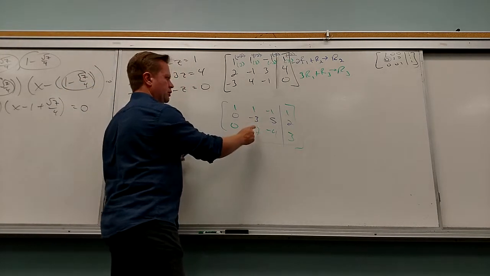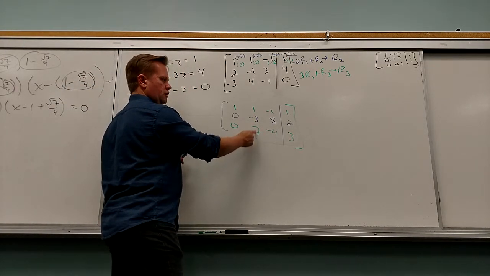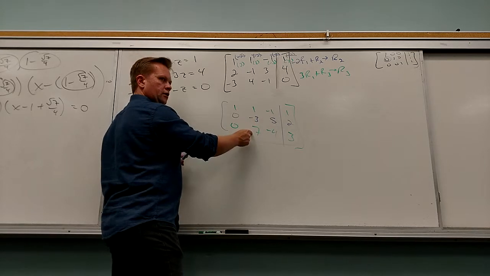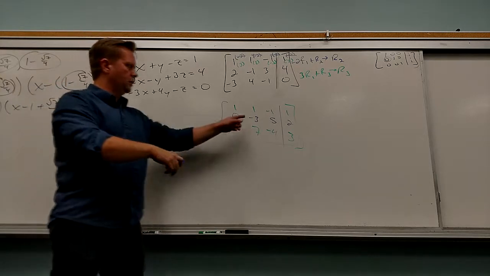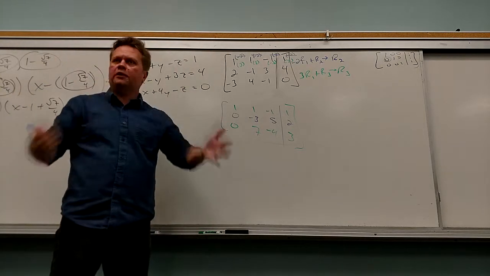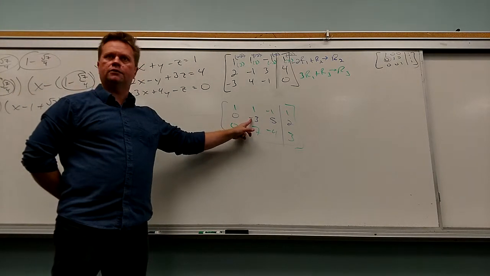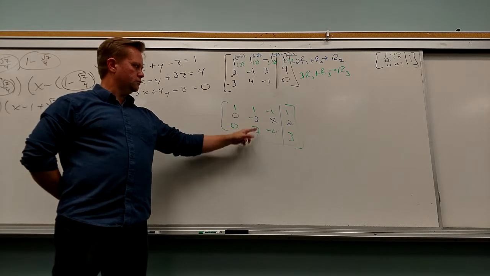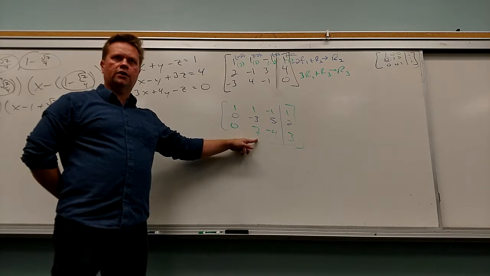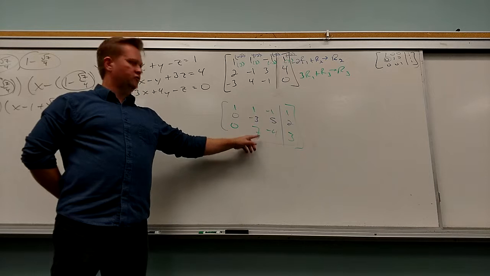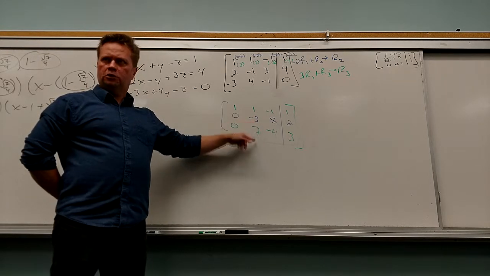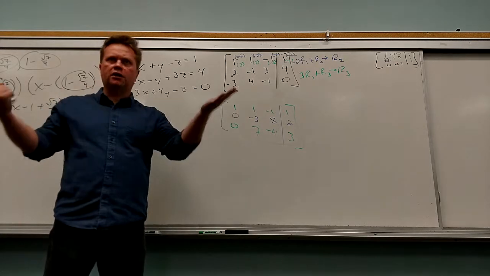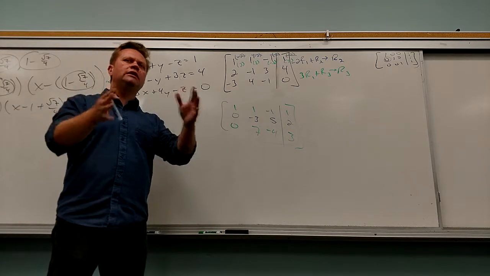How do I make a 0 show up here? How can I make these kill each other? And then remember what I said? It's like LCD. If I can build these up to be the same number, they'll kill each other because they're already opposite signs. So if I multiply him by 7 and him by 3, they'll both be 21s, just one of them negative. They'll kill each other. They make a 0. So I don't need a 1.